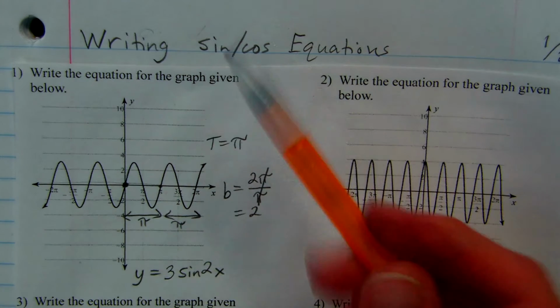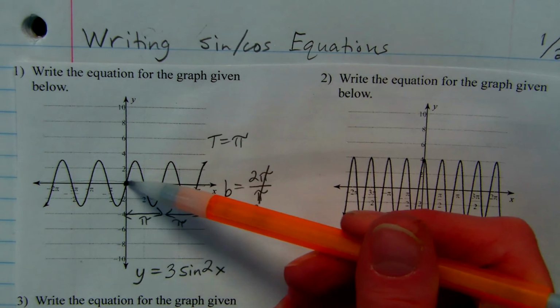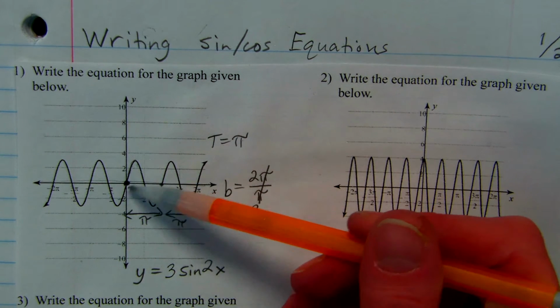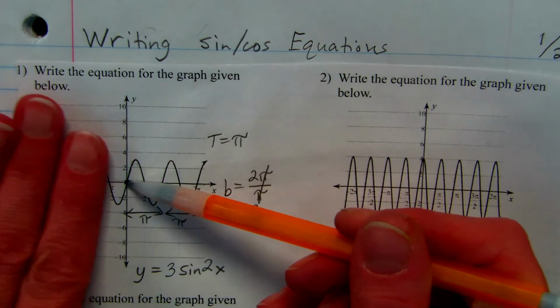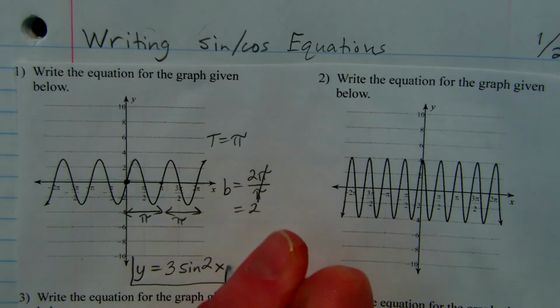And then we just check to see if there's any reflections or translations. This one, since it starts at 0 and immediately goes up, it tells us that this is not a reflection because that's what sine normally does. At 0, 0, it goes up, and then it goes down afterwards. So this one's good. That's all I have to do.